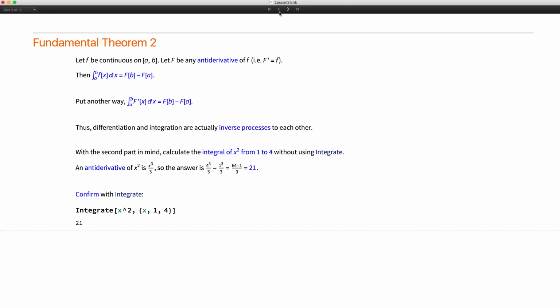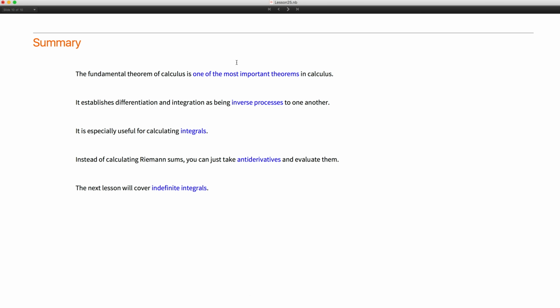So that brings me to the end of this lesson. But the main point is that the fundamental theorem of calculus is one of the most important theorems in calculus, because it says that differentiation and integration are the inverse processes of each other. And in fact, its real utility is to compute integrals by using antiderivatives. So basically, using antiderivatives is much easier than using Riemann sums. So instead of calculating Riemann sums, we would calculate antiderivatives.